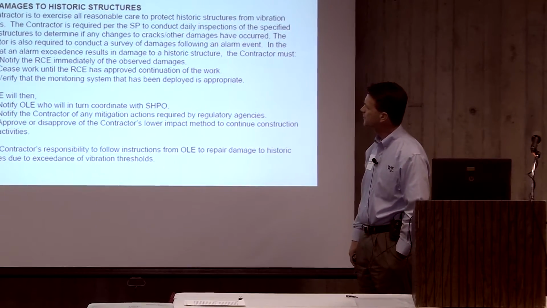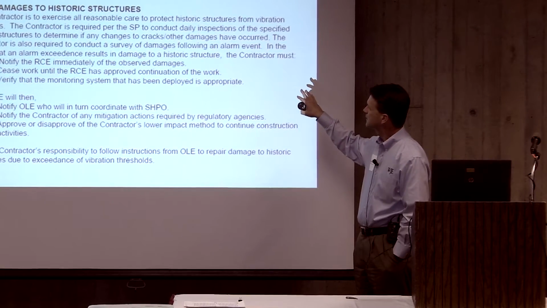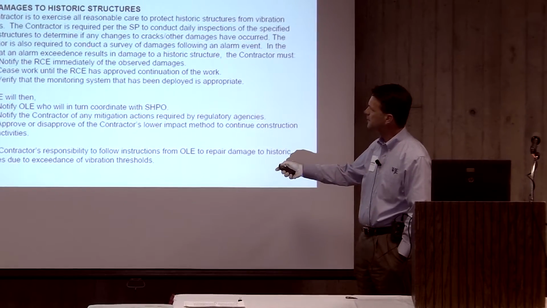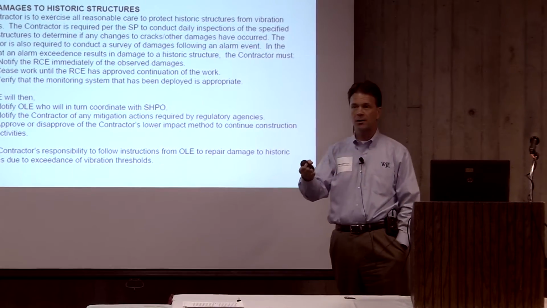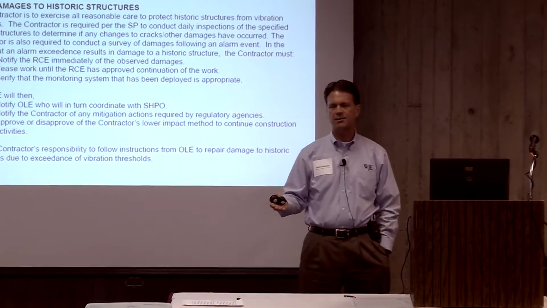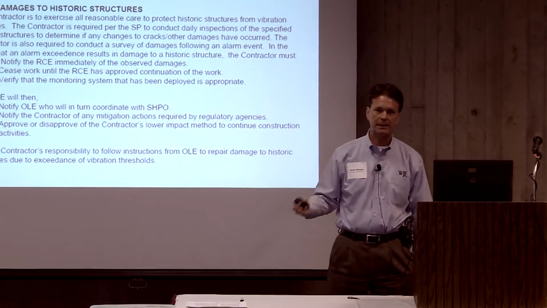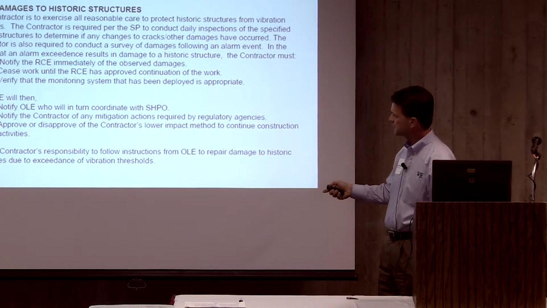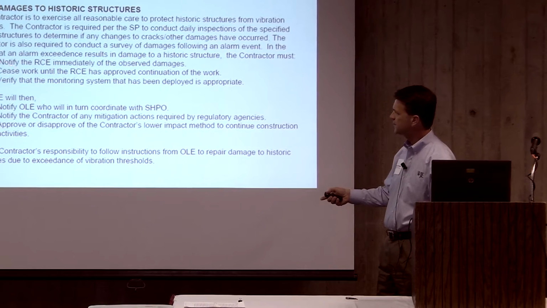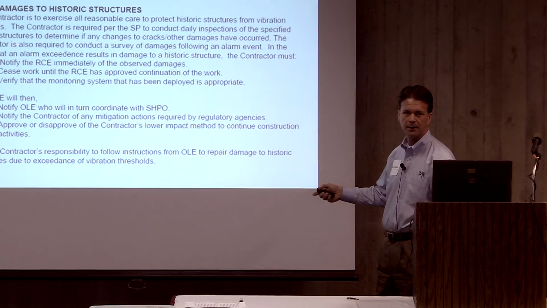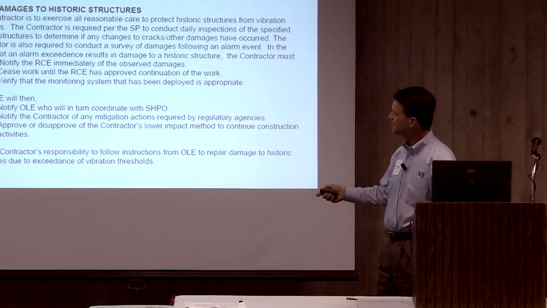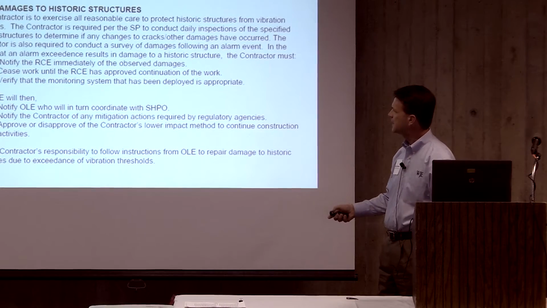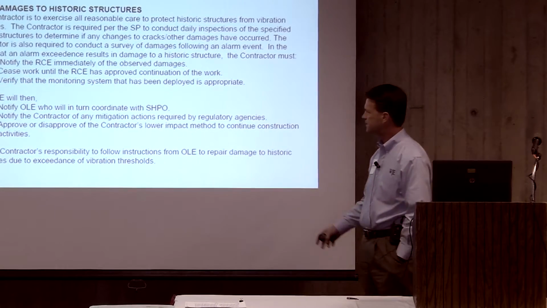The contractor is required per the SP to conduct daily inspections to determine if any changes to cracks or damages have occurred. Contractor is also required to conduct a survey of damages following an alarm. That's an exceeding event. So if what Bob just described happened, the contractor should go out and check for any damage, right? Now, if there's an exceedance and it results in damage, the contractor must notify, and this means the resident engineer, right? The contractor must notify the resident engineer immediately of those damages, cease work, right? Stop the work, and let's figure it out, and then verify that the monitoring system is correct.